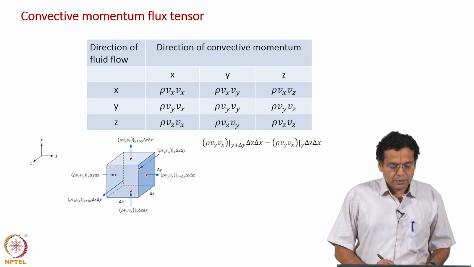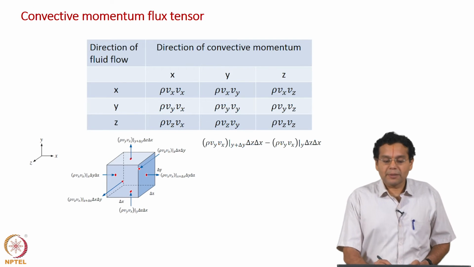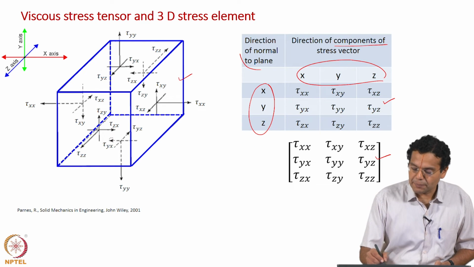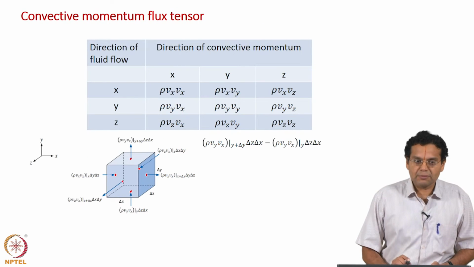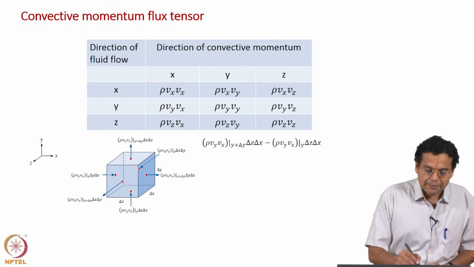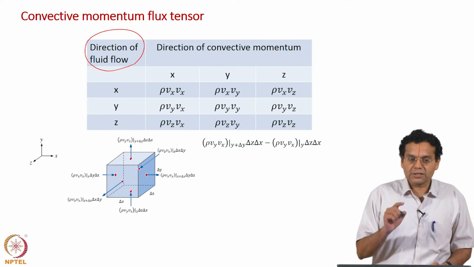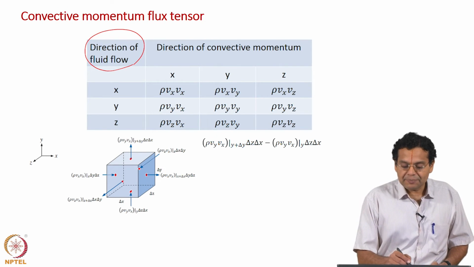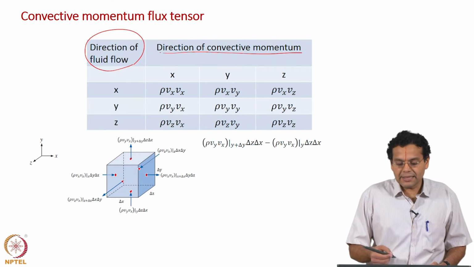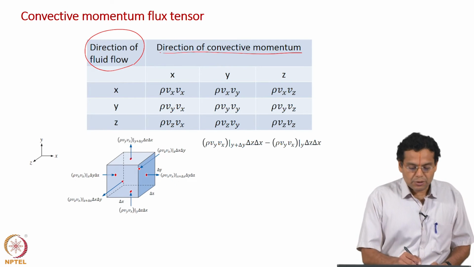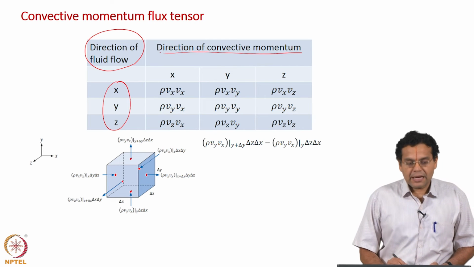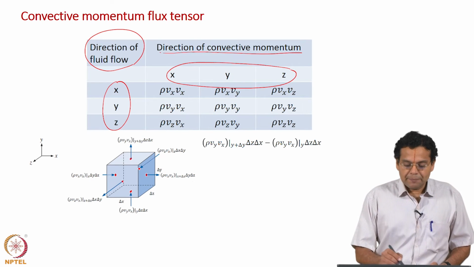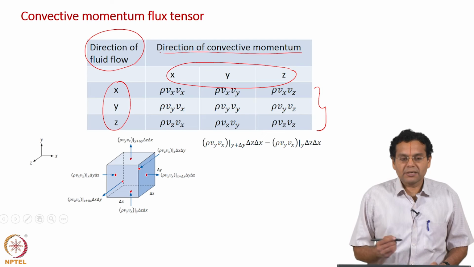Now, if you look at the convective momentum flux, in the previous case we had the direction of normal to the plane. Here also we have the direction of normal to the plane, but for physical understanding I have written it as the direction of fluid flow; both are the same. What is the other direction? The direction of the momentum, which is determined by the second velocity. So, the direction of fluid flow can have 3 directions and the direction of momentum can have 3 directions, and that is why you have 9 components of the convective momentum flux tensor.